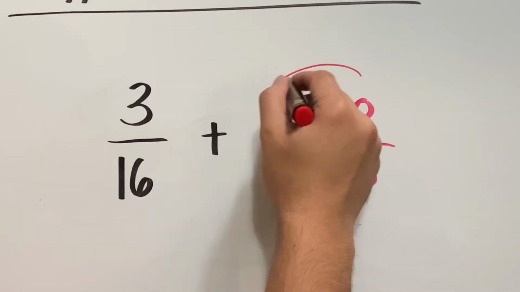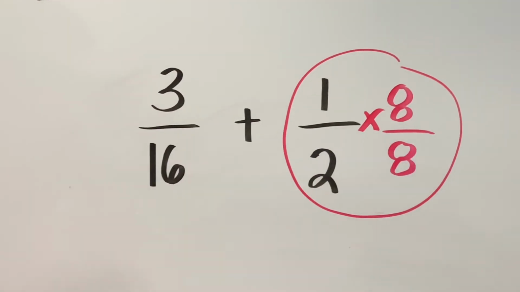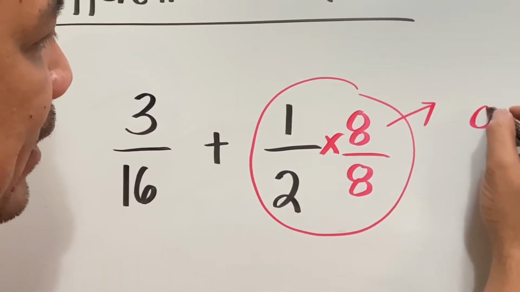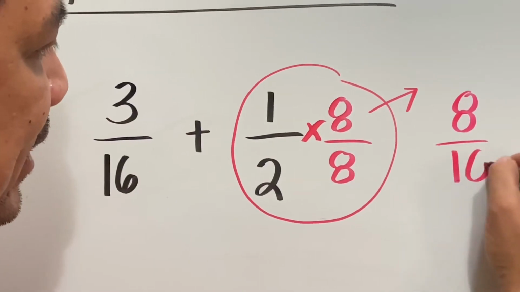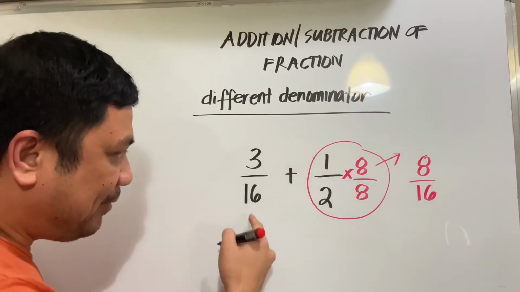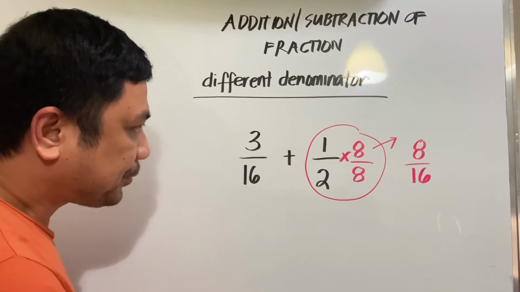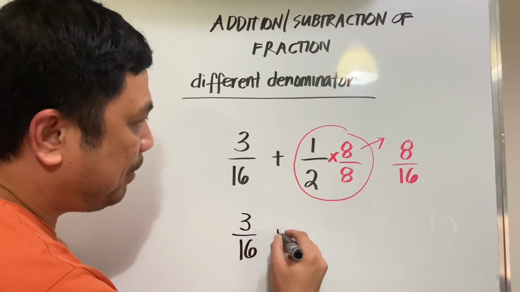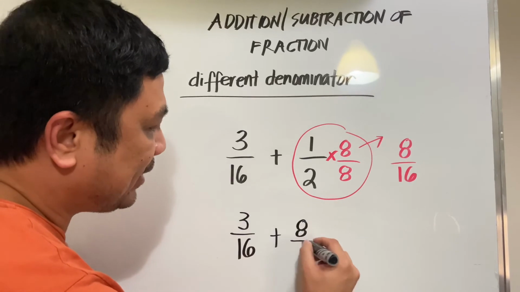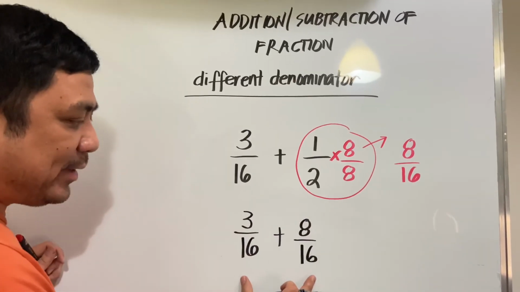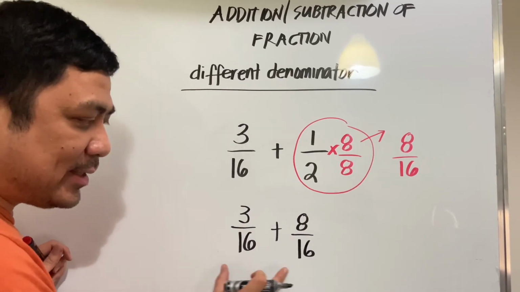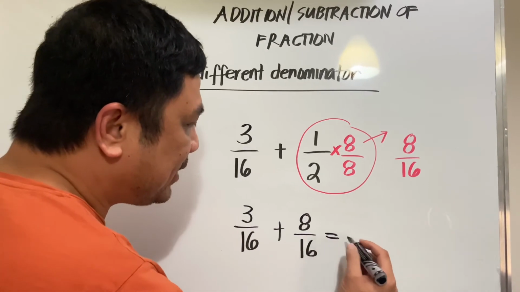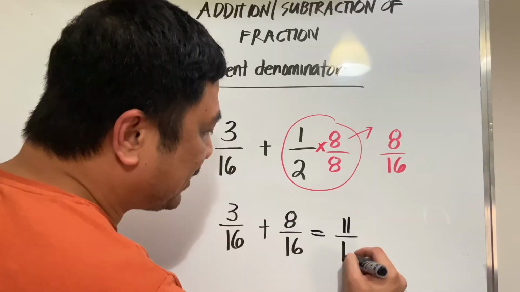So in this case, this fraction will be equal now to what? 8 over 16. So you have 3 over 16 plus 8 over 16. Since they already have the same denominator, it's much easier now. So in this case, you have 11 over 16.